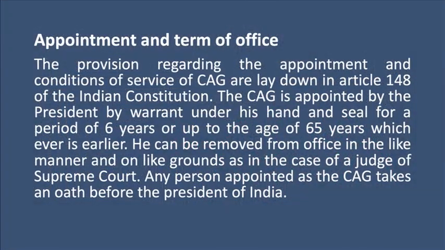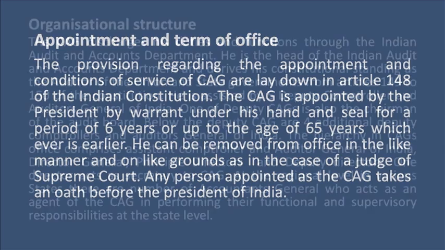Appointment and term of office. The provisions regarding the appointment and conditions of service of CAG are laid down in Article 148 of the Indian Constitution. CAG is appointed by the President by warrant under his hand and seal for a period of 6 years up to the age of 65 years. He can be removed from office in the like manner and on the like grounds as in the case of a judge of the Supreme Court. Any person appointed as the CAG takes an oath before the President of India.